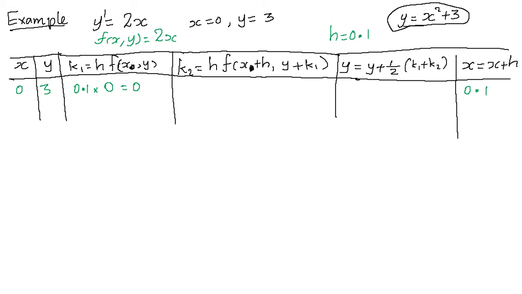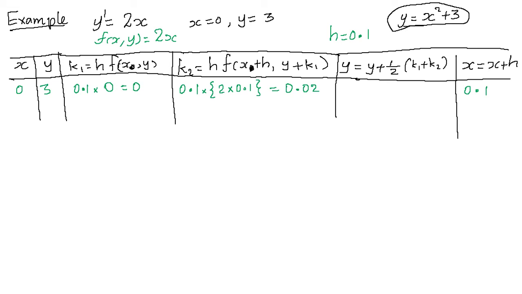Now we need to calculate k2. So what is k2? H into, that is 0.1 into f of x plus h. What is x plus h? It's 0.1. That means the function is 2x, so 2 into 0.1. And y plus k1, what is y? Y is basically 3. Then 3 plus 0, that is 3 itself. But our function doesn't have any y. So it is just 2 into 0.1, that is 0.2. 0.2 into 0.1 is 0.02.